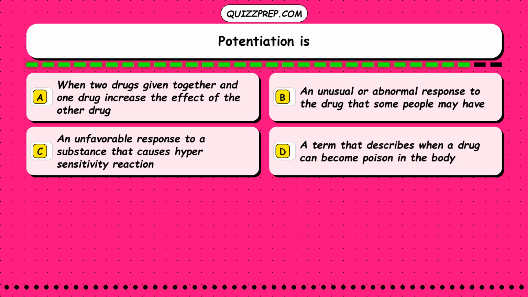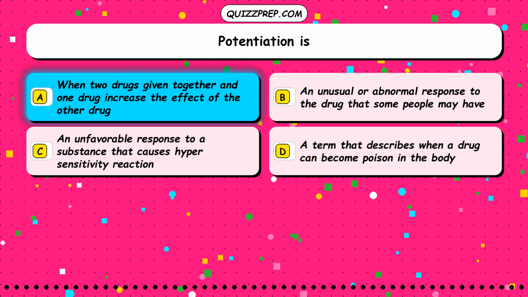Question 231. Potentiation is: Option A. When two drugs are given together and one drug increases the effect of the other drug. Option B. An unusual or abnormal response to the drug that some people may have. Option C. An unfavorable response to a substance that causes a hypersensitivity reaction. Option D. A term that describes when a drug can become poison in the body.